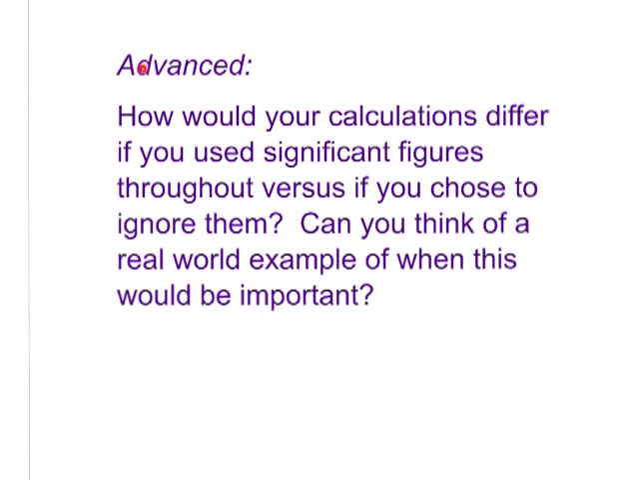However, if you would like to do a little exercise and just prove to yourself how different answers and calculations can be, depending on if you use significant figures throughout or if you round them at the end, there oftentimes can be a significant difference. So can you think of a real-world example of when this would be important and why you think you might need to be really careful with your numbers, with your calculations, and with how accurate you think you are being?